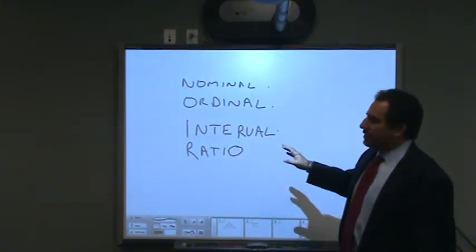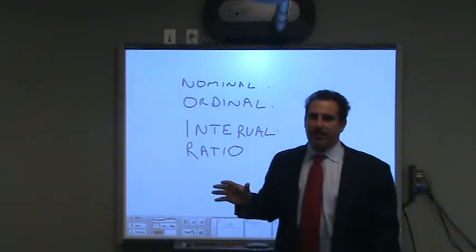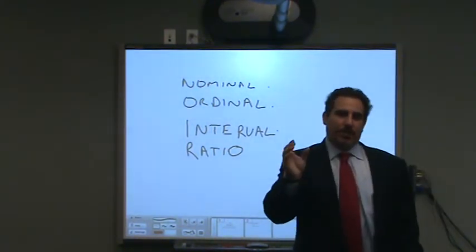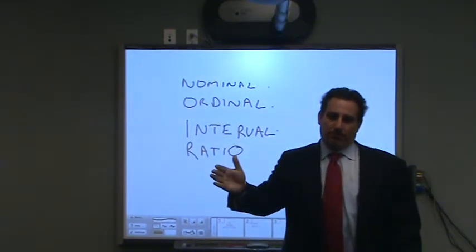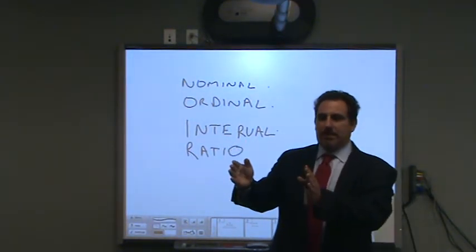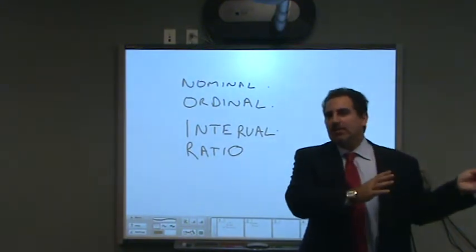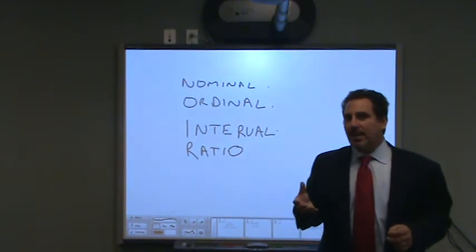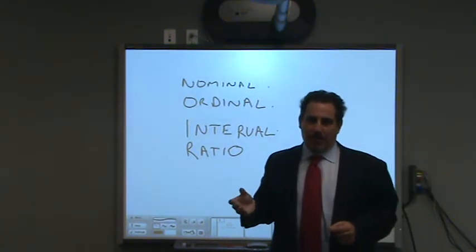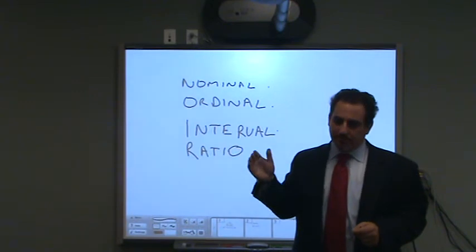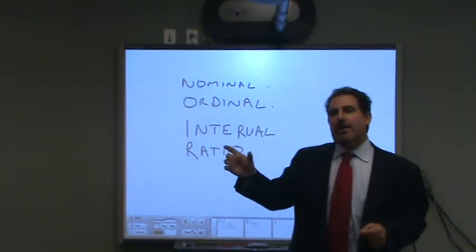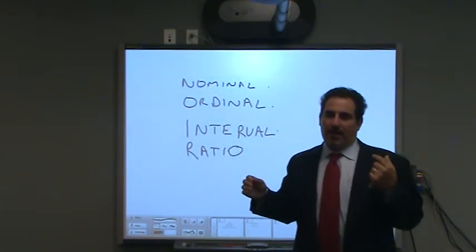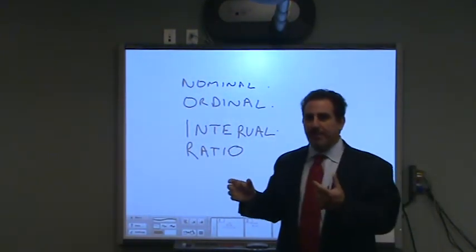Now, interval is the next level of measurement, and with interval data you do know that the distance between two things is the same as the distance between two other numbers in the scale. And the classic example is temperature. We know that the difference between 30 and 35 degrees Fahrenheit is equal to the difference between 10 and 15 degrees Fahrenheit.